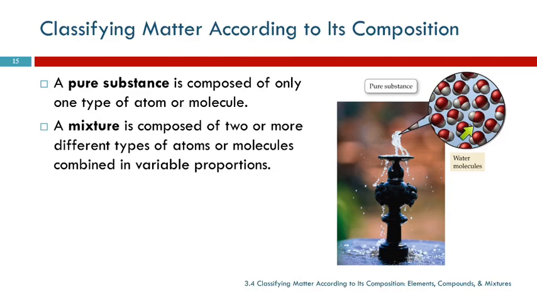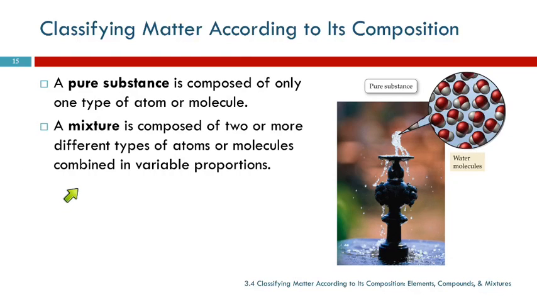Here's an example. Pure water is composed only of water molecules. All the particles are the same. There's one kind of particle. It's a pure substance. In a mixture, you have two or more different types of atoms or molecules. The particles are going to be different. There's at least two types. Could be 3 or 5 million different types.